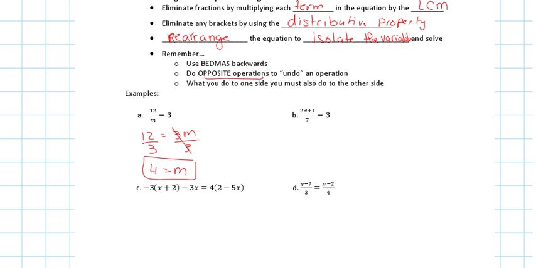Okay? So first thing, because m is in the denominator, I want to get rid of it from the denominator. So I bring it to the other side, and I do multiplication by m. Then my next step is to get rid of that 3. To get rid of that 3, I divide by 3, right? Because you can think about it as bringing this over here and it becomes 12 over 3 equals m. Or you can think of it as dividing both sides by 3. Either way works. Are we okay with this?